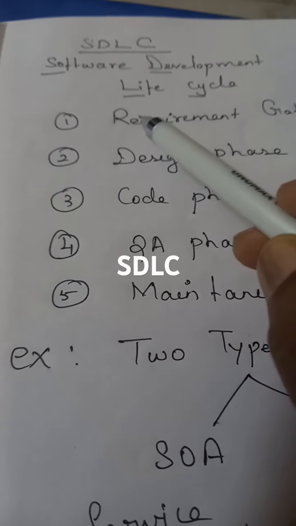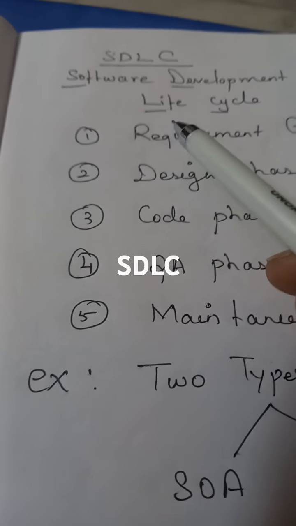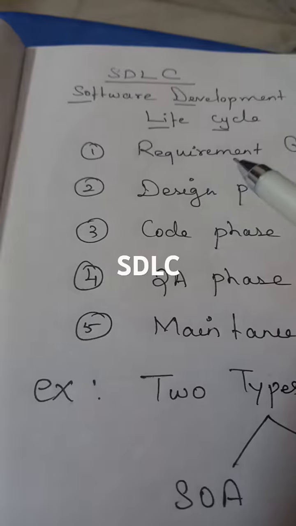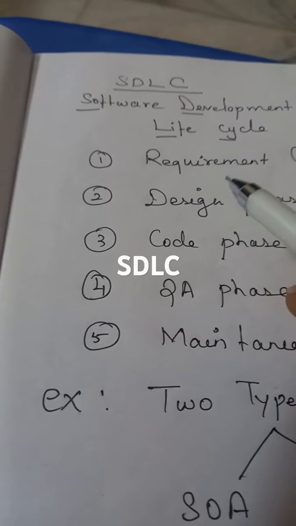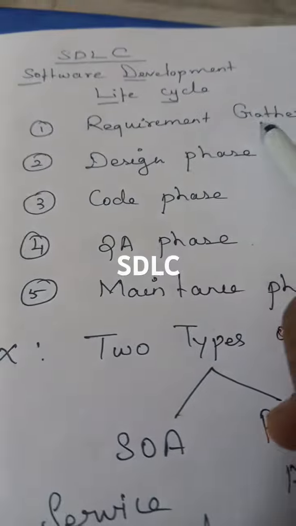Before building an application, we need to first follow a step-by-step procedure to build it. First one is to gather the requirements: what you want, and how the functionality works in the application. For that, first you have to collect the requirements, that is the requirement phase.